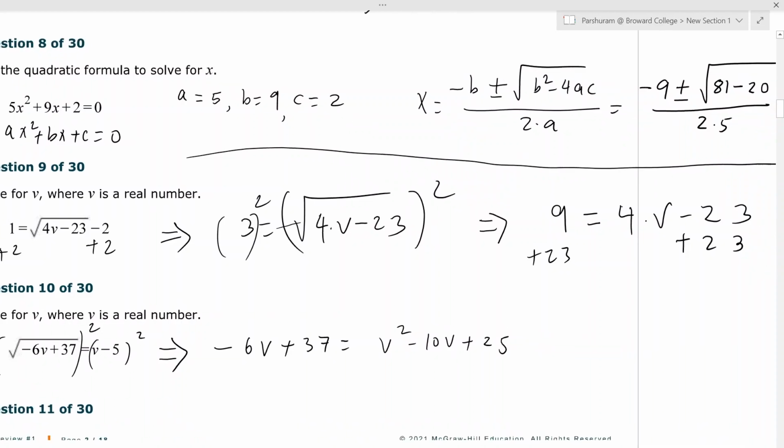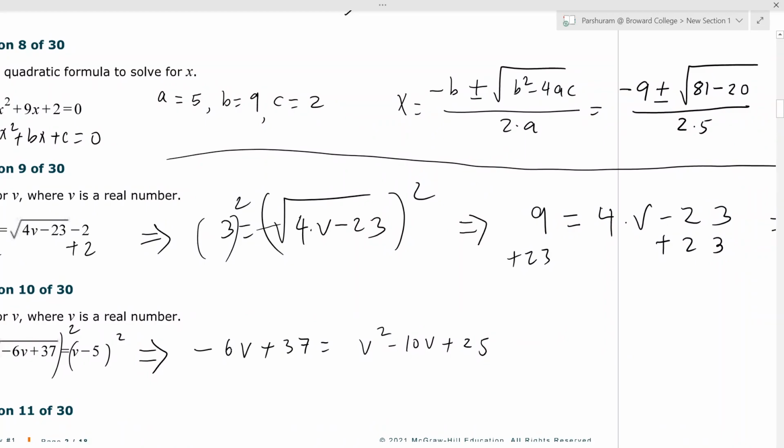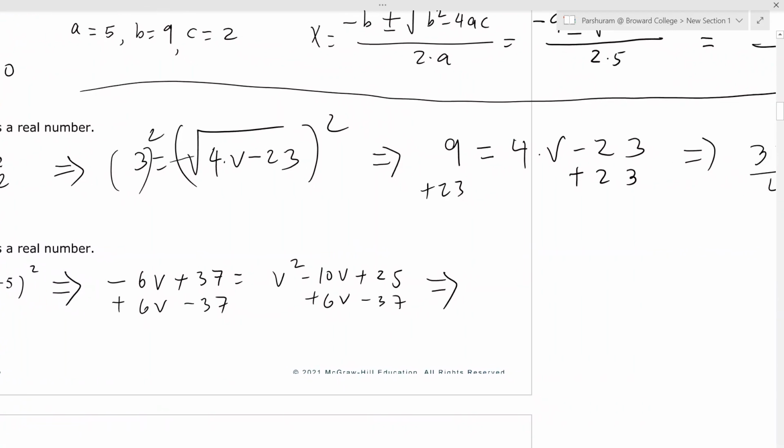Now to solve this equation, let's bring this negative 6v and this 37 to that side by just adding 6v and subtracting 37. By doing that, on the left side there will be 0, and on the right side we just have to simplify this, combine the like terms. So 0 equals v squared minus 4v minus 12, because negative 37 plus 25 gives you negative 12.